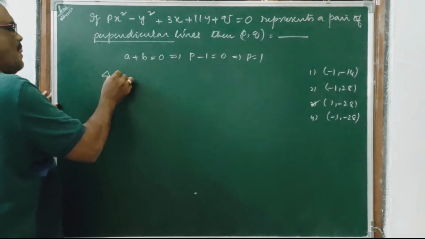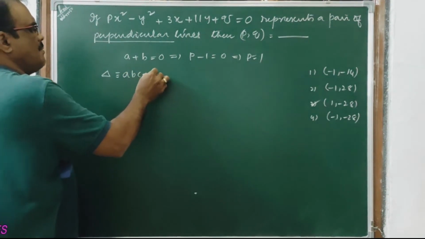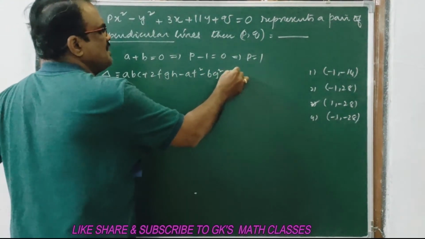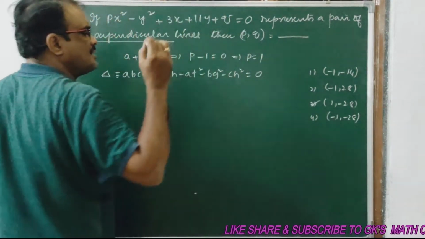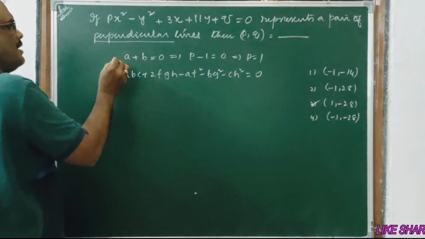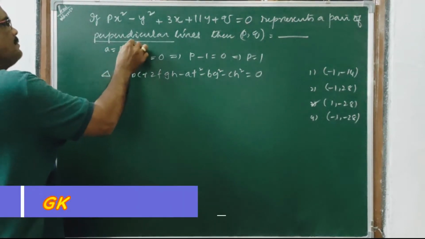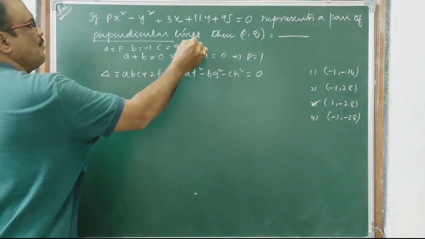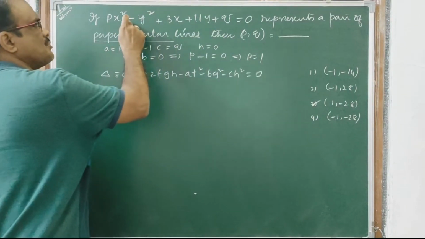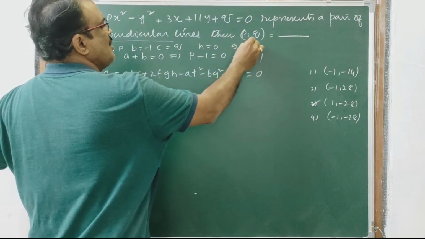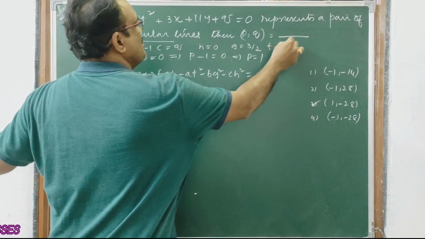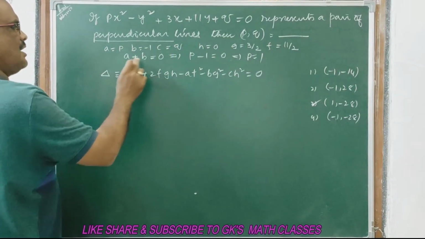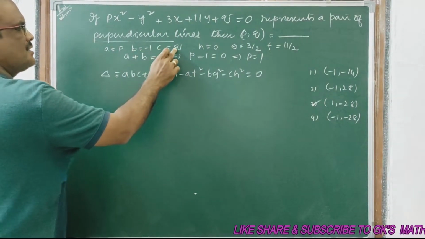The condition is delta, identically equal to abc plus 2fgh minus af square minus bg square minus ch square, is equal to 0. Here a is p, b is minus 1, c is q, h is equal to 0 since there is no xy term, g is equal to 3 by 2, f is equal to 11 by 2. So substitute here a, b, c.